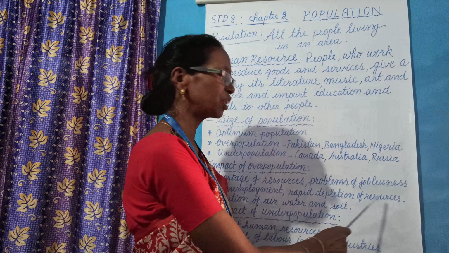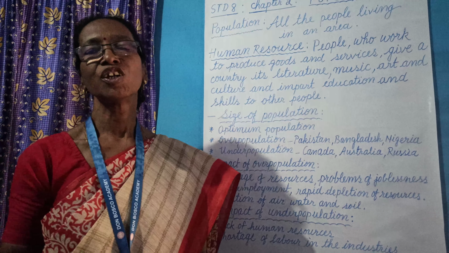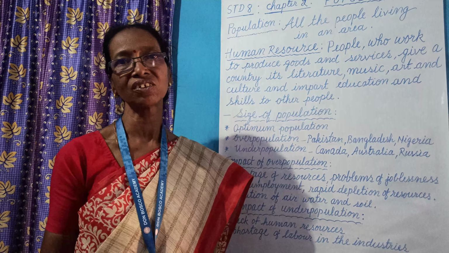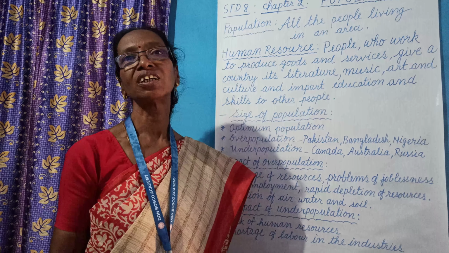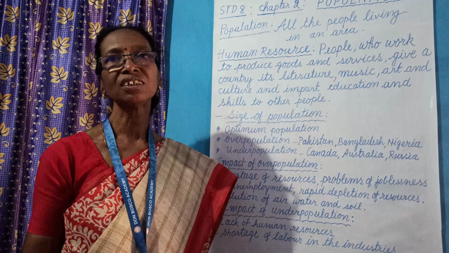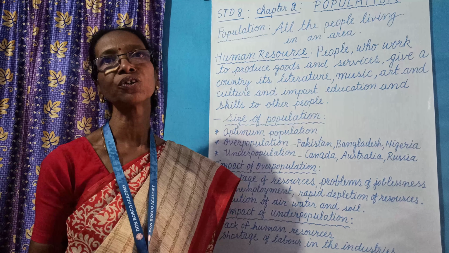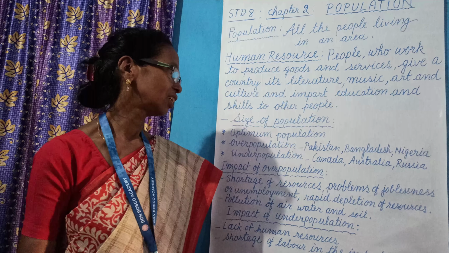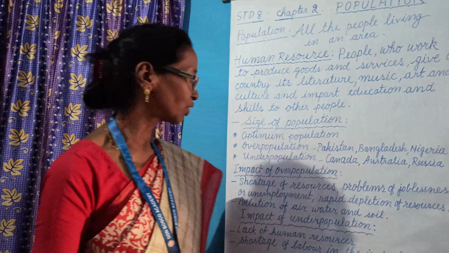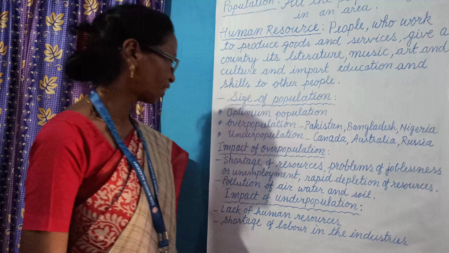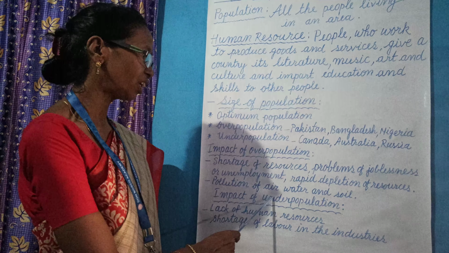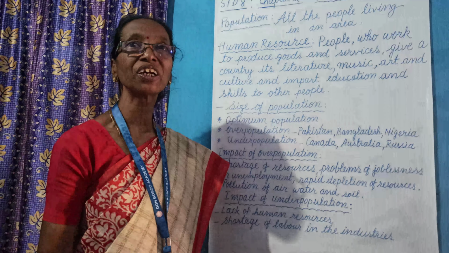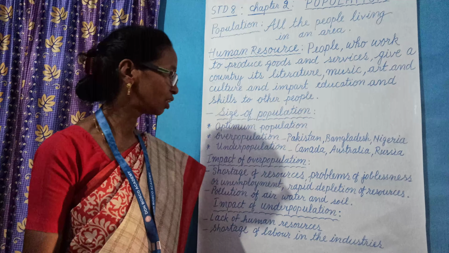There is rapid depletion of resources. As population is very high, people are consuming more and more of all natural resources. So there is rapid depletion, like coal and petroleum. These are the natural resources or mineral resources or mineral fuels. If this very high population is utilizing or misusing these, some day they can be depleted. So there is rapid depletion of resources. Due to overpopulation, there is pollution of air, water and soil. There is pollution in the atmosphere, in the environment, also water and also the soil.